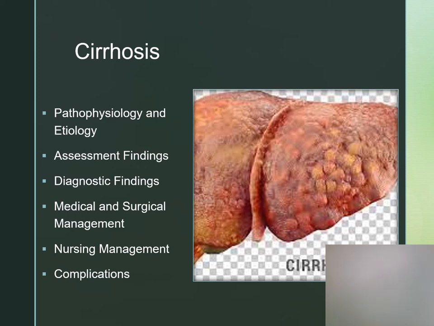Hepatic encephalopathy is a CNS manifestation of liver failure. It may also lead to coma and death. And there's an increased ammonia level.